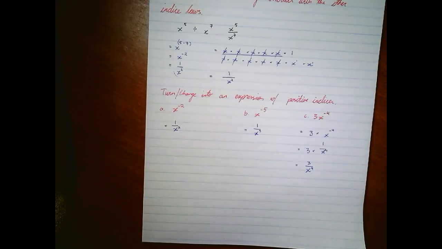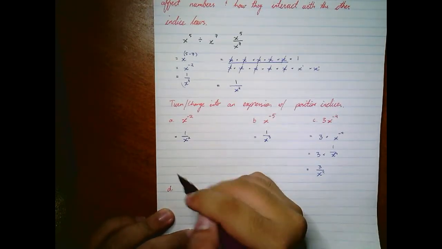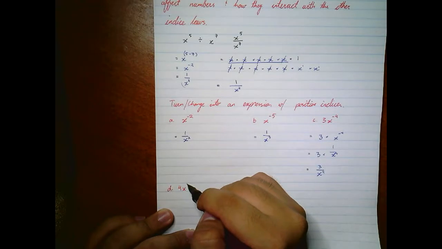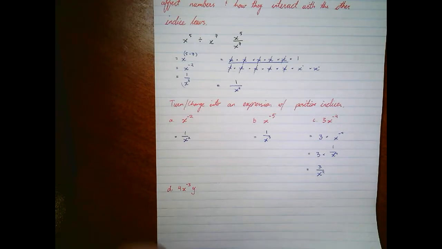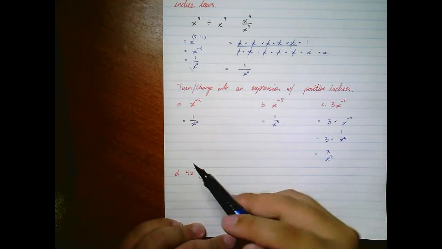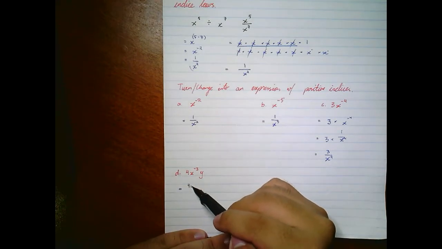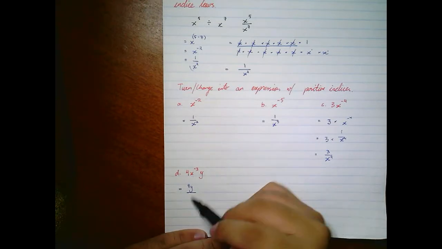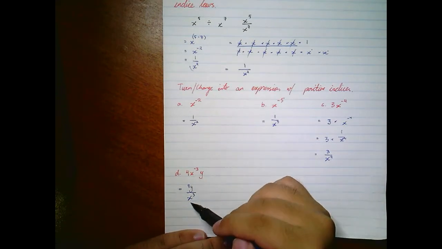Here are a few more examples. If we have, let's say, question D, they have 4 x to the negative 3 times y. This is where it gets tricky. Now, only the negative index is the one that will go into the denominator. So it's going to be 4y, because these do not have negative indices, and x is the only one that does. Hence why it's 4y over x to the power of 3.